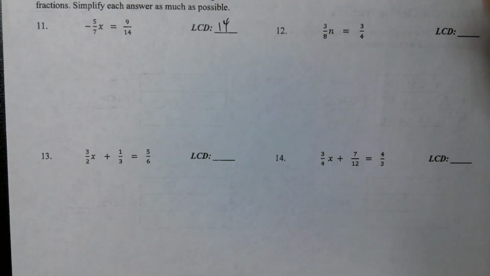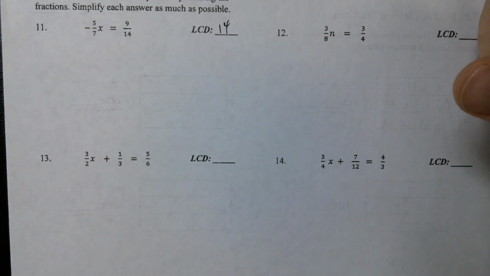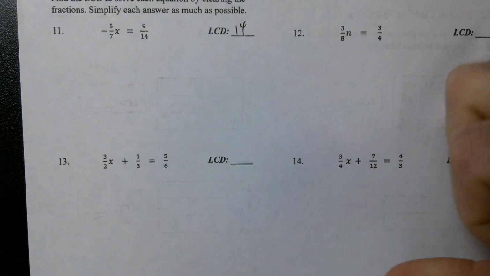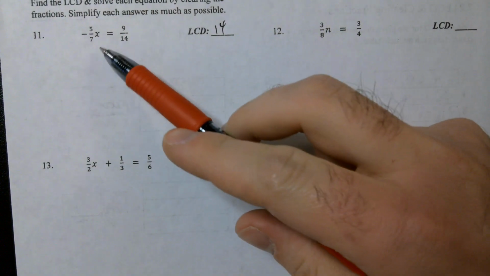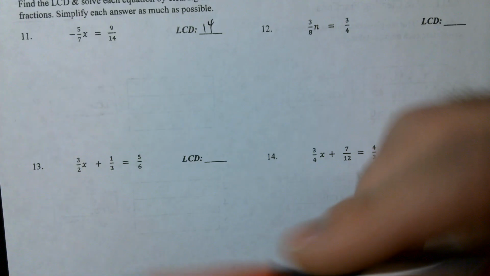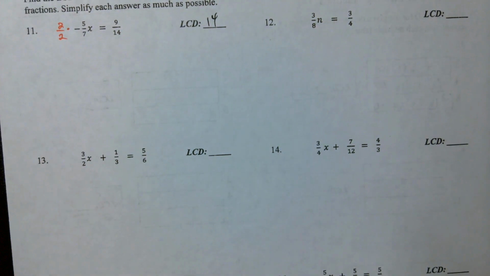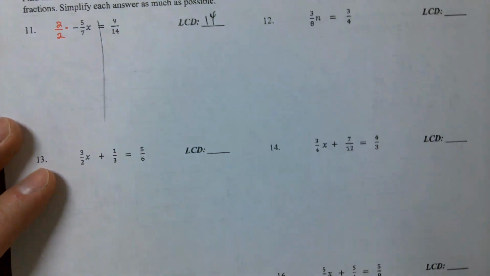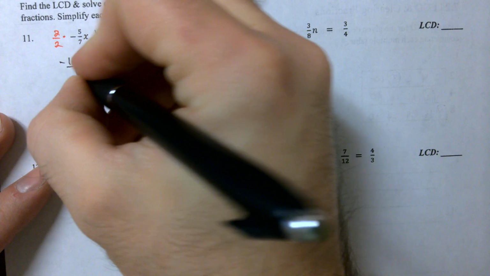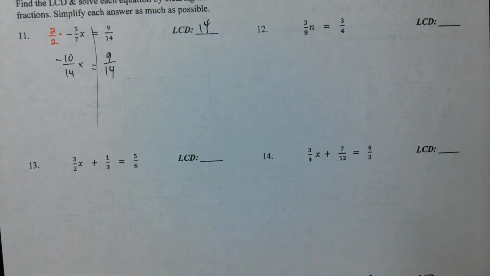All right. We are going to take a look at the odd numbers here. Starting with number 11. We already said that my LCD is 14. So what can I multiply this 7 by to give me 14? 2. So we'll multiply by 2 over 2. Now I've got negative 10 over 14x equals 9 over 14.